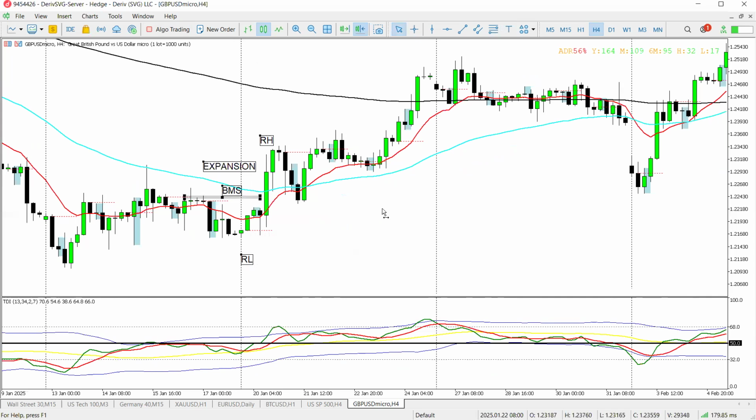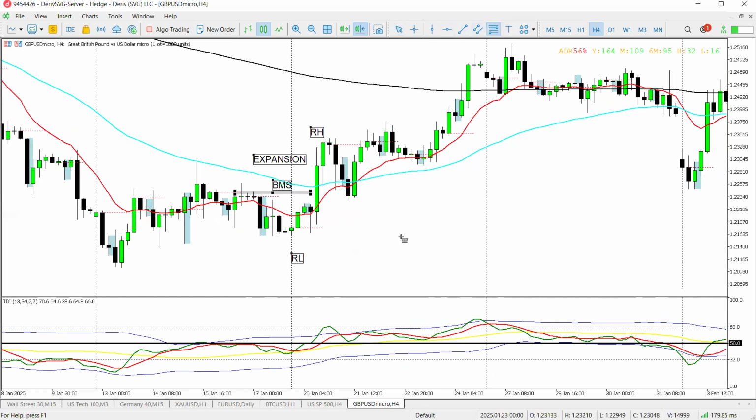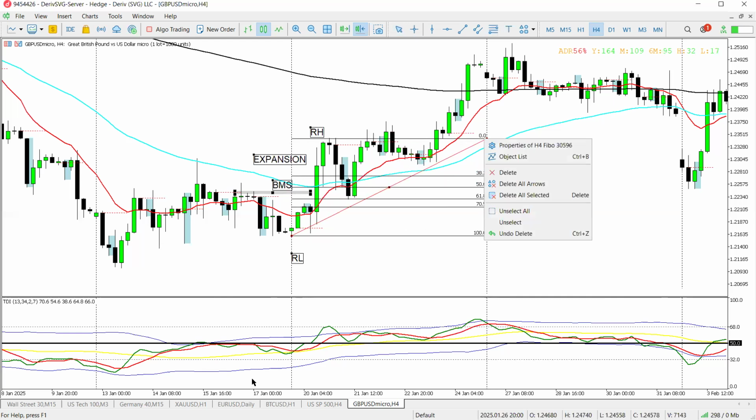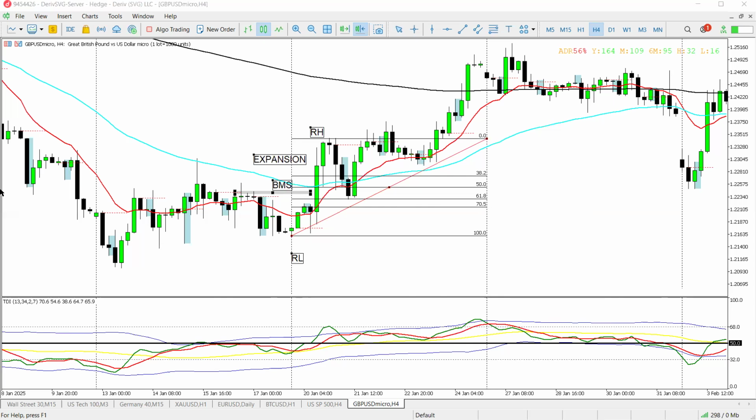We are now going to take our fib from point A to point B, run our fib into the future, then wait for the retracement. We are waiting for price to retrace either into the 38.2 for me personally, or as the author says, into the 50, 61, or 70.5.